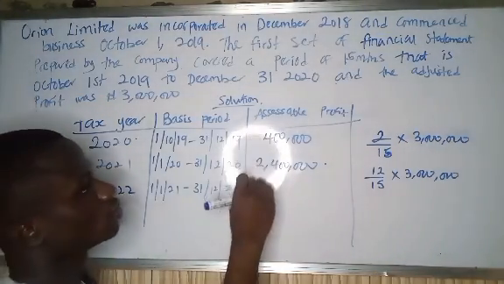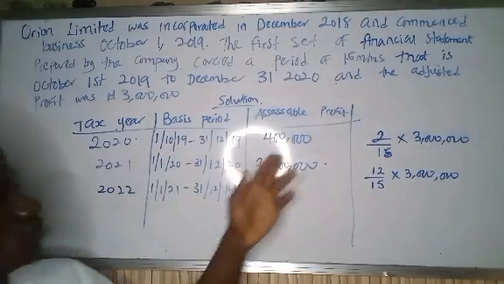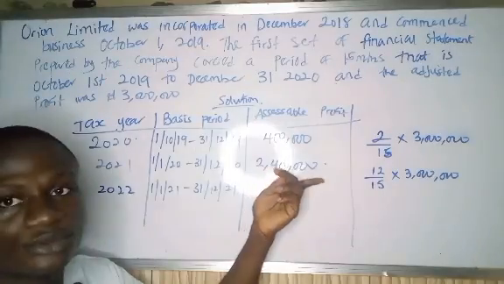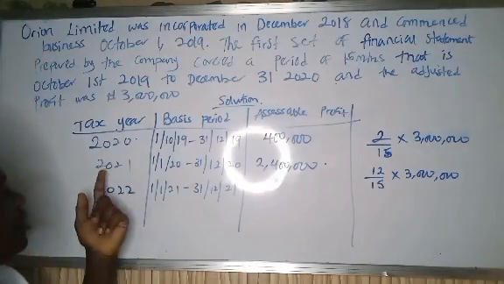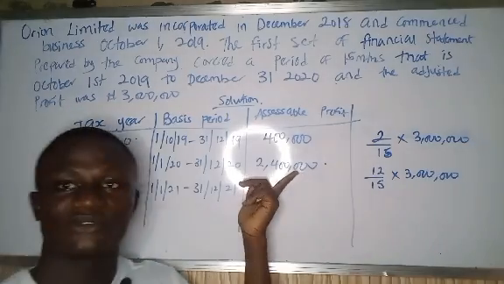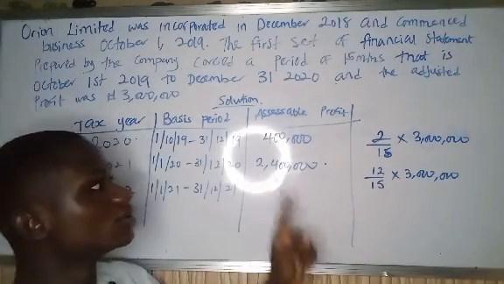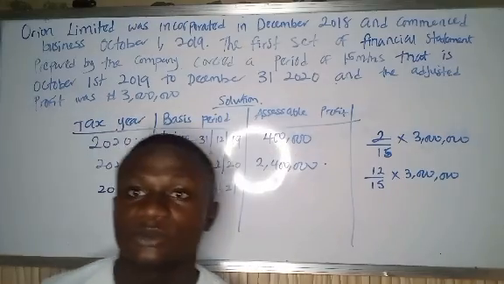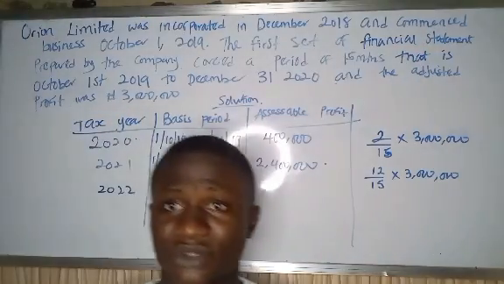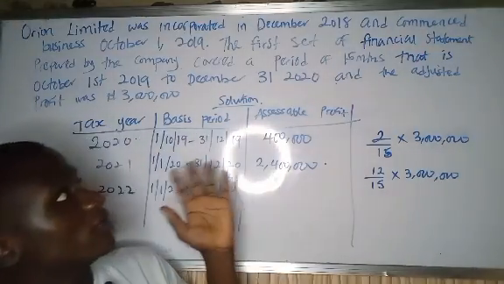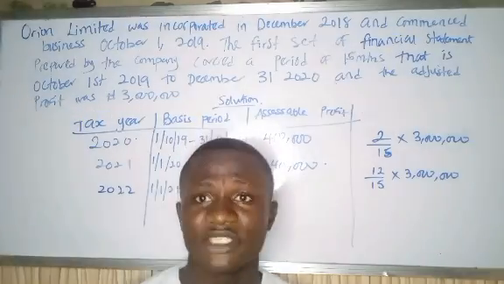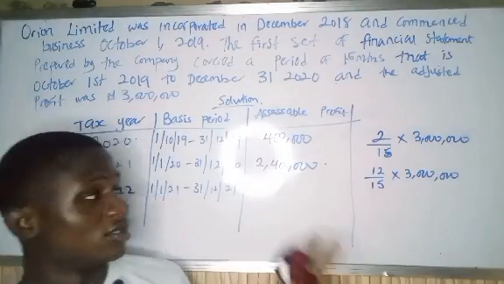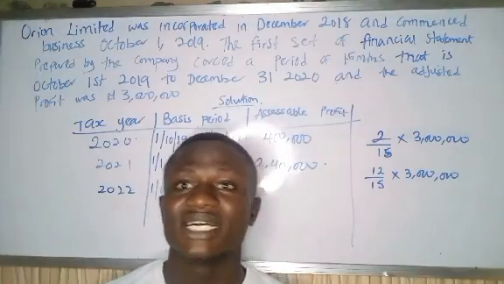So for the first 2 months, this is their basis period and this is the accessible profit. So in 2021, this 2,400,000 will be subject to taxation. And in 2020, this 400,000 will be subject to taxation. I believe you've understood the rules of commencement.